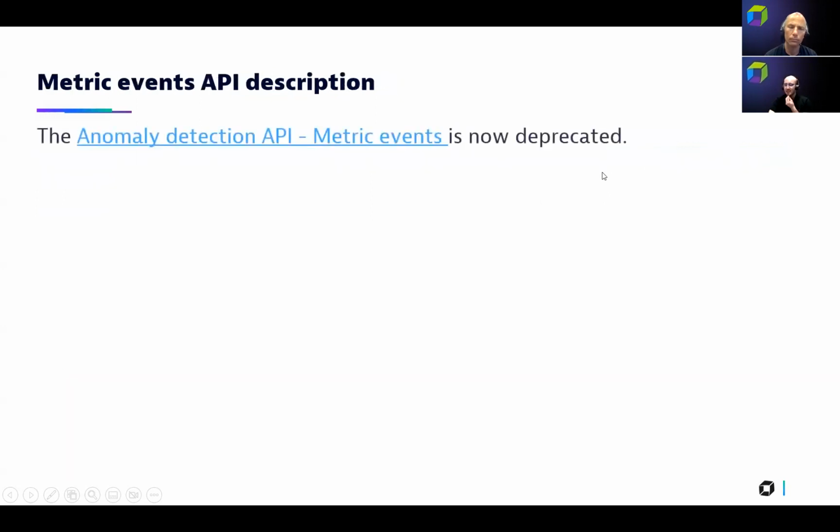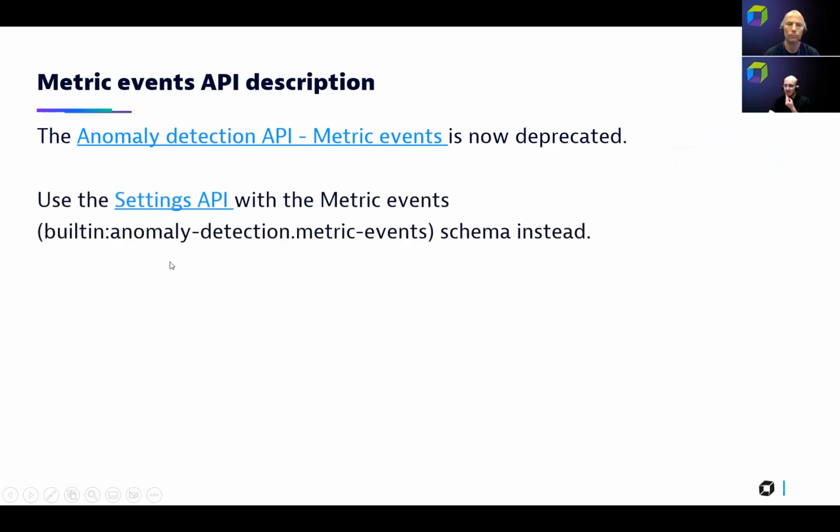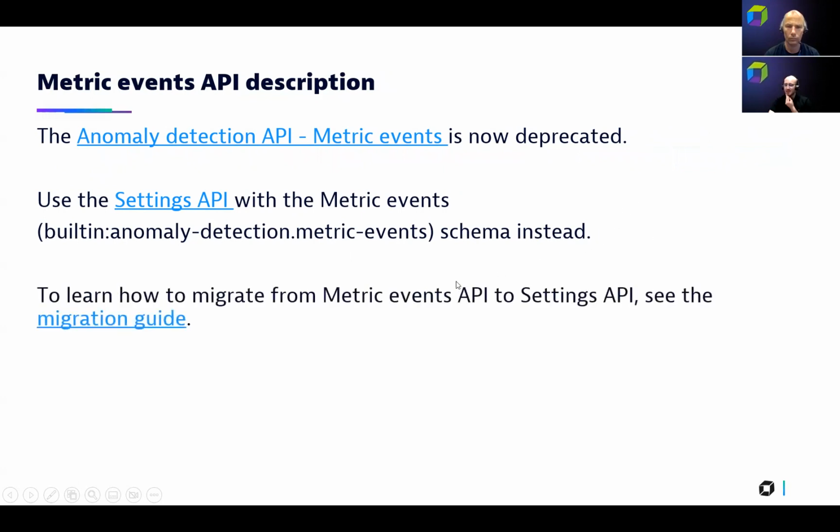Another update: the anomaly detection API metric events is now deprecated. We have the new settings API framework also available for the new metric events. This is the schema that you can see. If you would like more details on how you can migrate your definitions, you can see it in our migration guides.